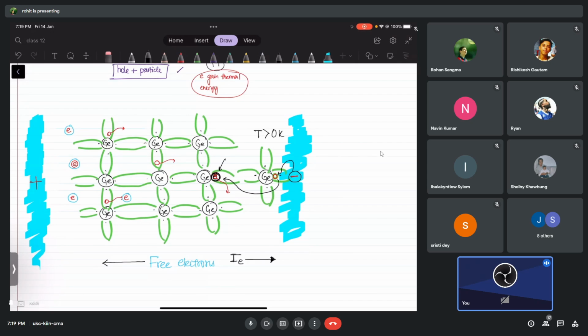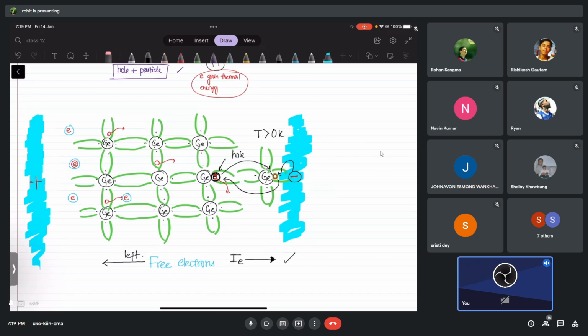Do you agree that the electrons are moving to the left? Yes, free electrons are moving to the left. But do you also agree that I can imagine the hole has gone to the right or not? Check, guys. Where has the hole gone? To the right. And it is not only for this germanium, it can happen with any of the germanium in this crystal.